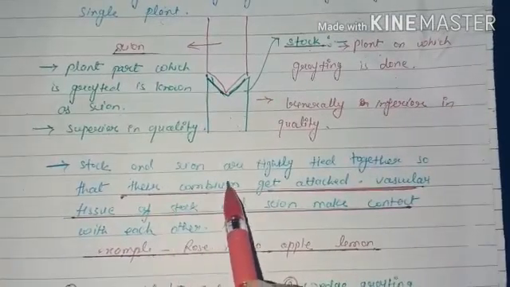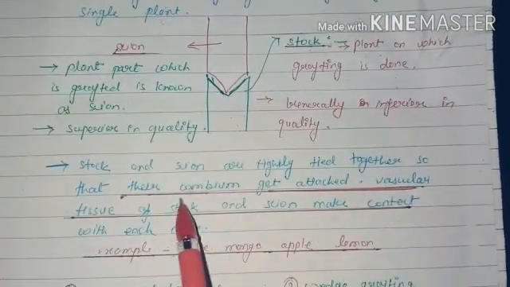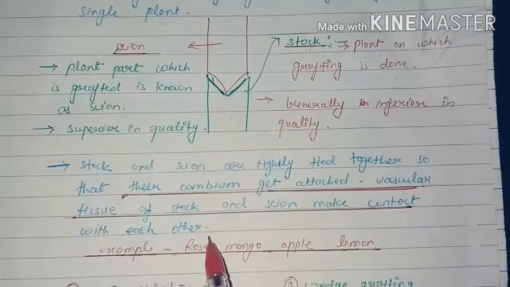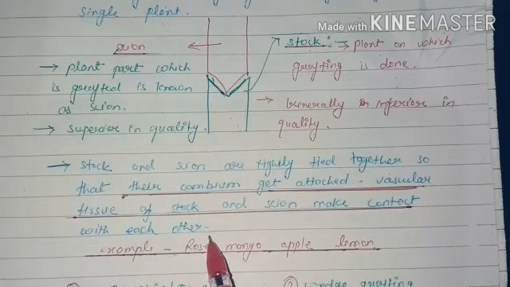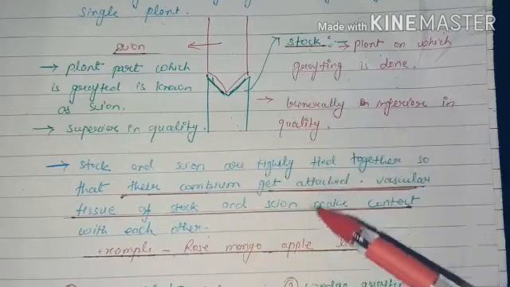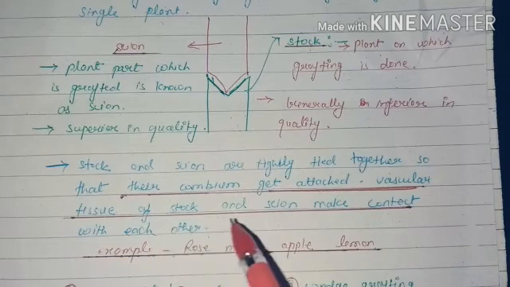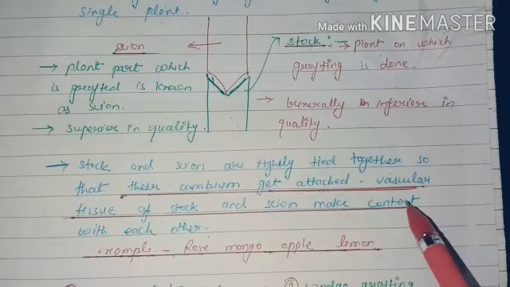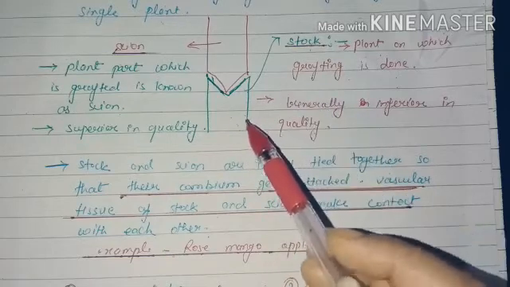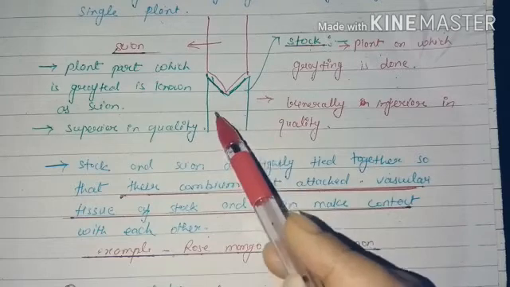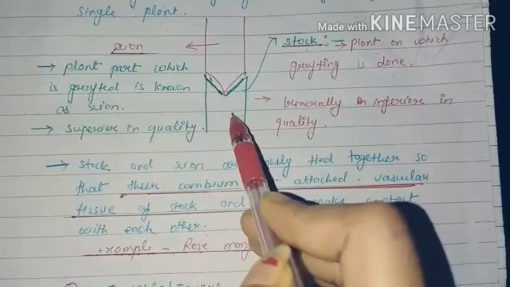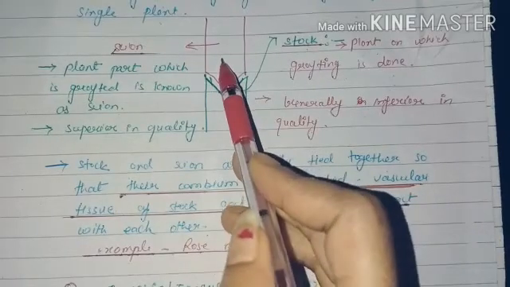Stalk and scion are tightly tied together so that their cambium gets attached and the vascular tissue of stalk and scion make contact with each other. And why is there a need for vascular tissue to be in contact? Because we know that with the help of xylem and phloem, the minerals and water are transported. So they are joined so that the minerals and water from here will also reach the scion part.